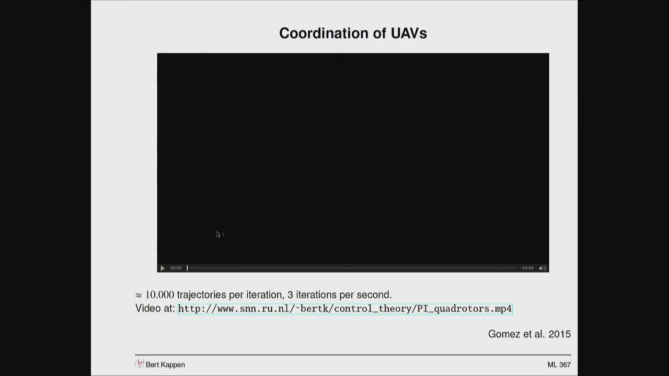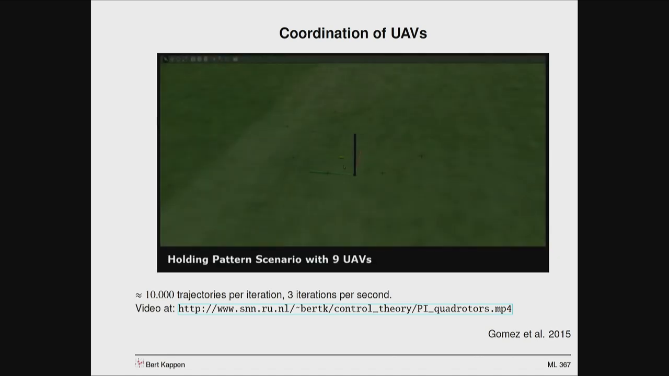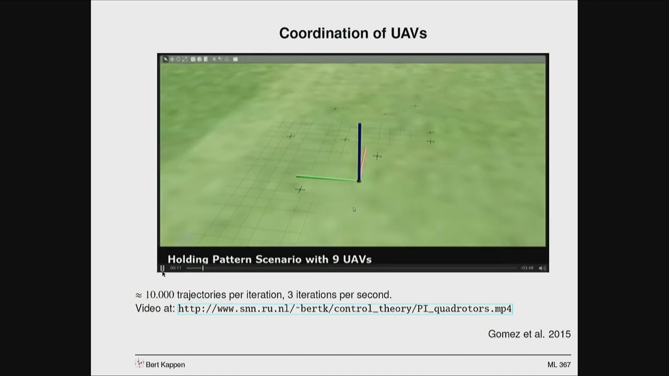Okay, this is a video of doing this control on a number of drones. The problem here is that I have a bunch of drones, about 10, and they fly around here. This is a realistic simulator, where there is noise and turbulence, and there is a noisy GPS signal that you can get the position of these drones from. The task here is that they have to stay close to the central pole, and they have to maintain a minimal velocity. And they have to not bump into each other. And for the rest, they can do whatever they want.